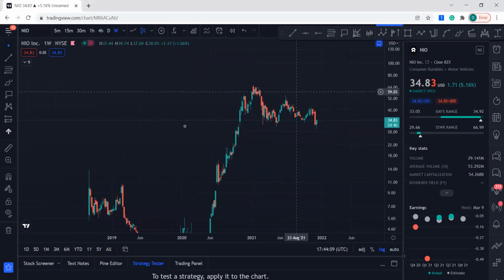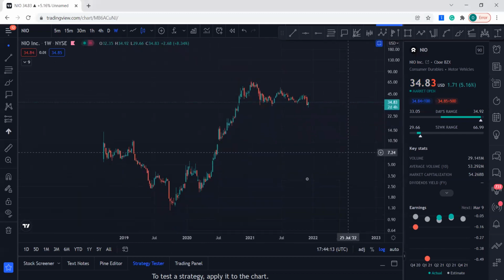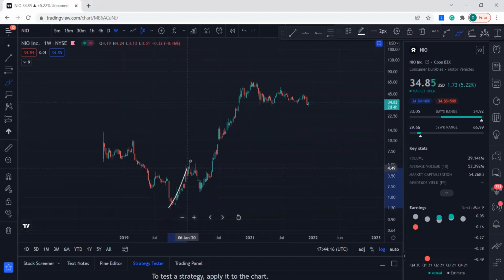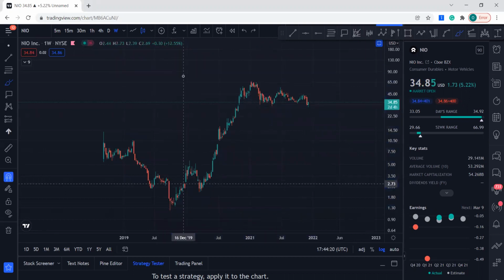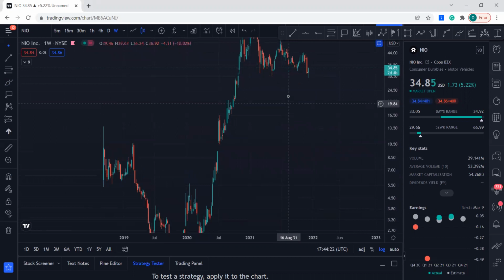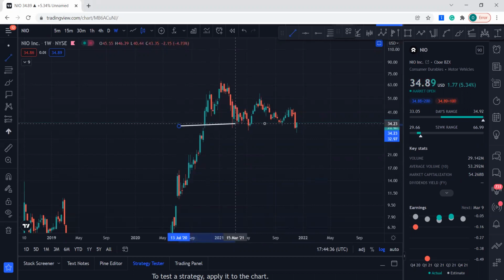Okay, so now this is the chart for the NIO stock, and this is the weekly chart. As we can see, NIO stock goes in this formation. This is the movement of NIO stock. So our recent pullback of the stock was over here, which was at $29.79. Okay, and I want you to watch this video till the end because you will gain some information out of it.